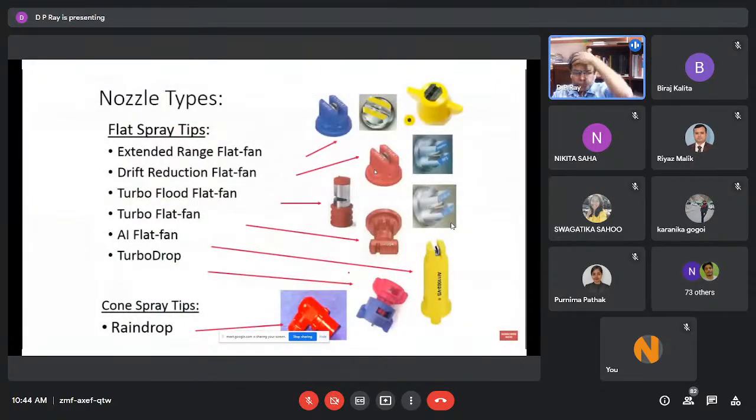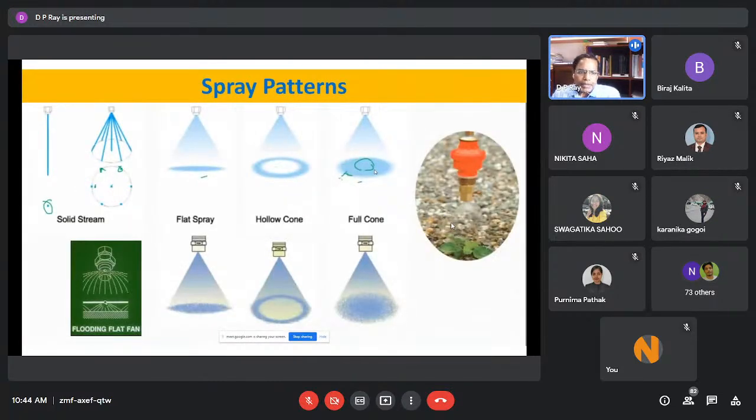And nozzle types, as I am mentioning: the flat spray tips, which may be extended range flat fan, drift reduction flat fan, turbo flat fan, and turbo drop. Cone spray tips may be there, or even drift guards. These are the different types of nozzles I have shown here. And for the spray pattern, if we go back, sometimes a solid stream may be there. Suppose we are applying through a jet, so a solid stream will be there.